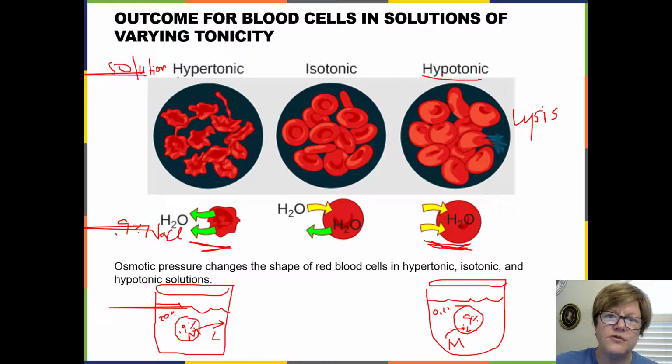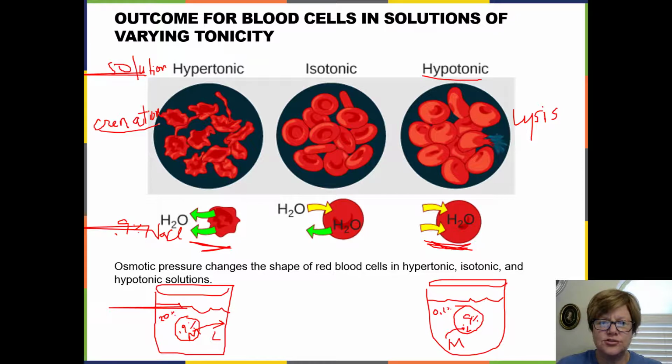In the earlier example, when we put the cell into the hypertonic solution and the water left the cell, it will crumple up and shrink, and we call that crenation. Not cremation, crenation. That is just the cell shriveling up. Kind of what happens when you go into the ocean and your fingers wrinkle up because it's salt water. That's not really why they wrinkle up, but you can think of it that way.